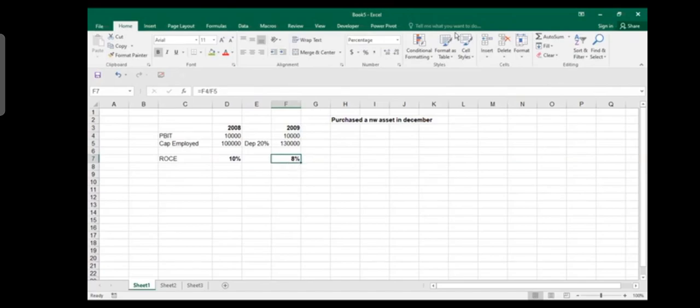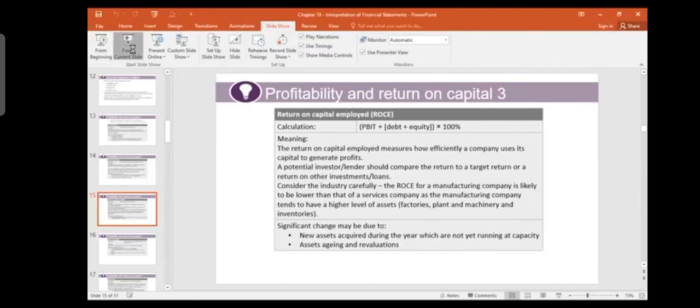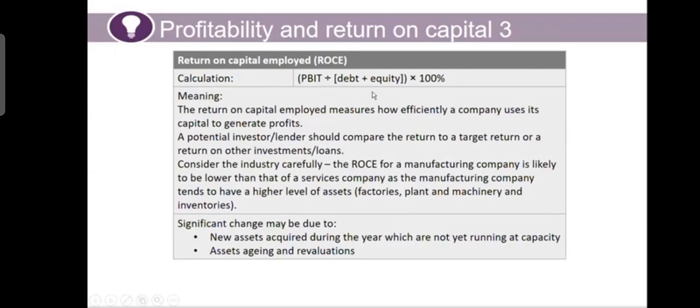So what I'm trying to explain is that when you do your ROCE, you have to be careful about why it is going up or going down. A significant change may be due to new assets acquired during the year which are not yet running at capacity, or maybe it is assets aging, which means depreciating assets, or revaluations.